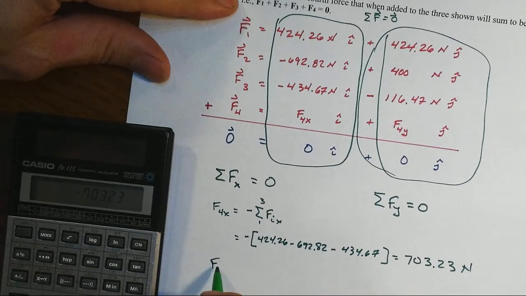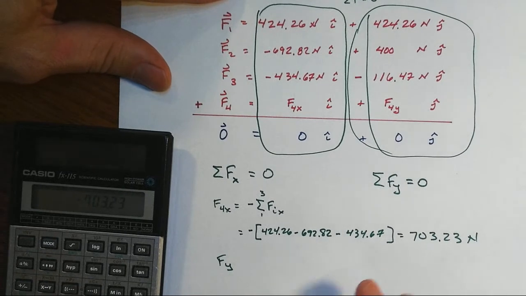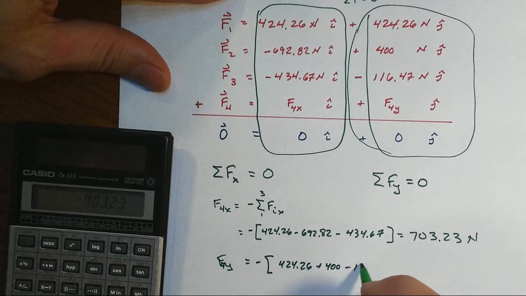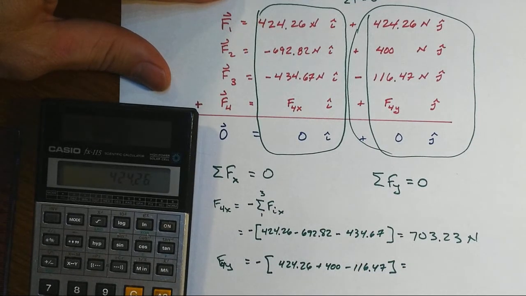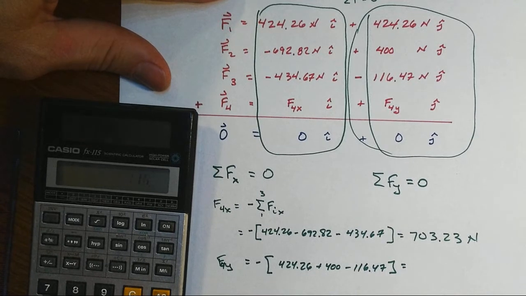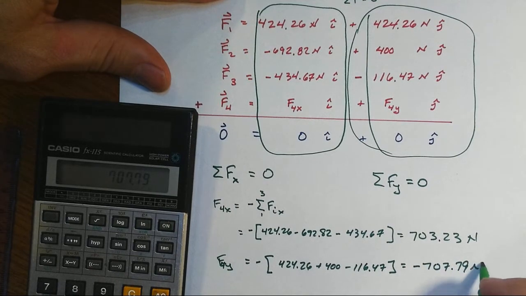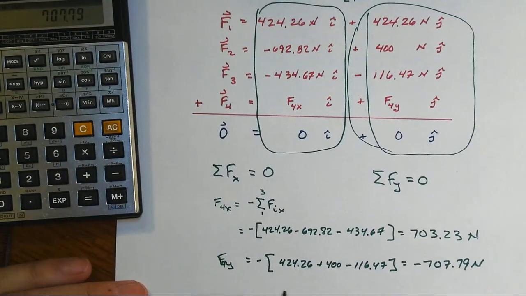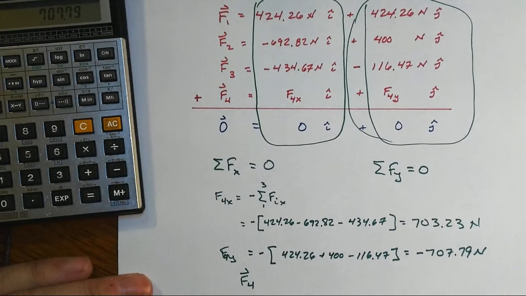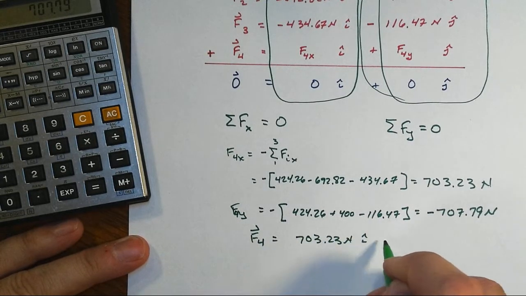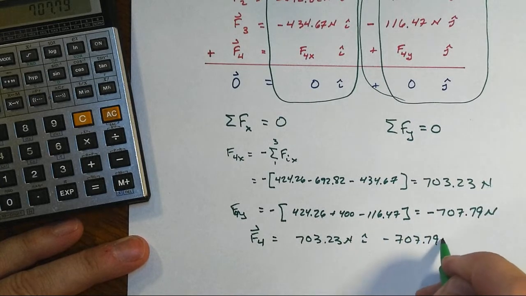And when we do the y's for the fourth, we'll end up that is the opposite of 424.26 plus the 400 and minus 116.47, and that will turn out to be then a minus 707.79 newtons. Okay, so our fourth force then will be 703.23 newtons i minus 707.79 newtons j.